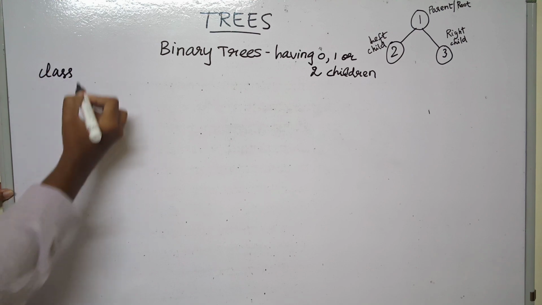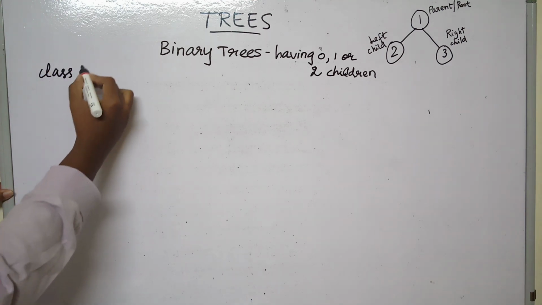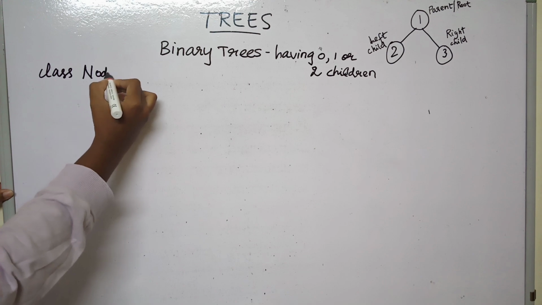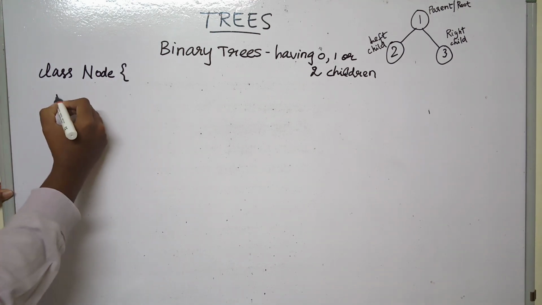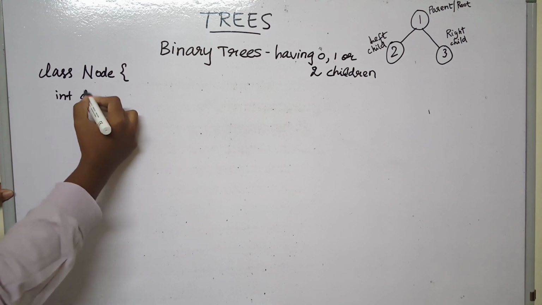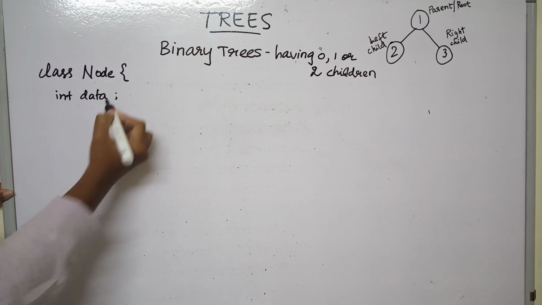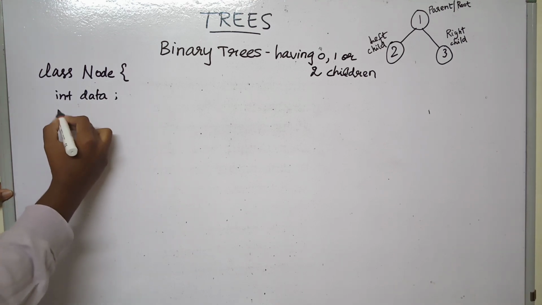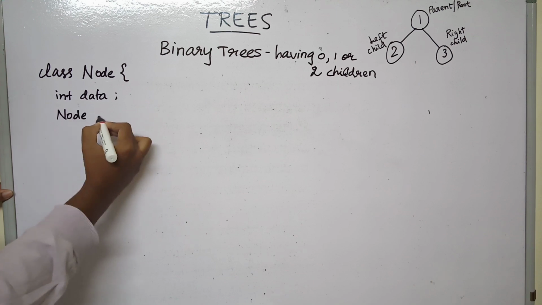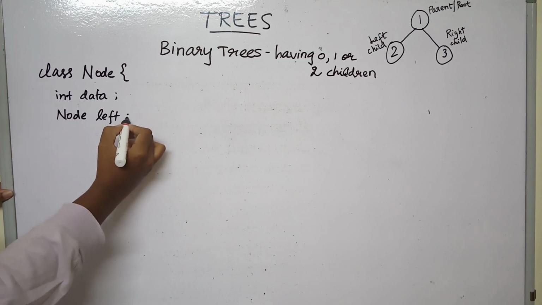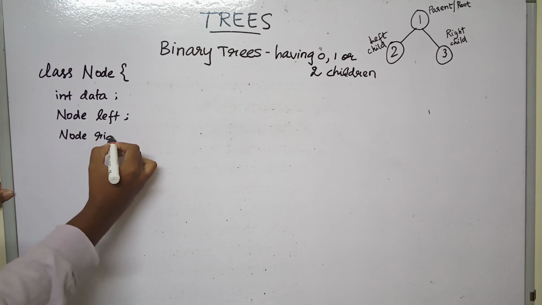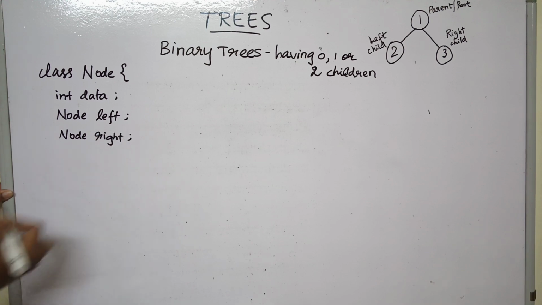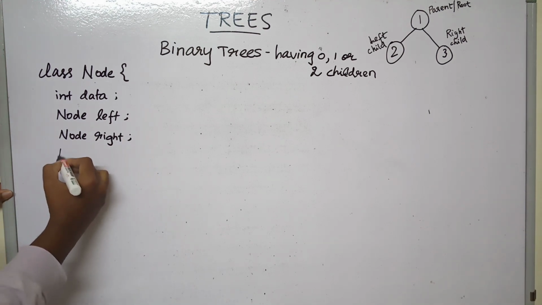So I'll be creating a node class which will represent each node in the binary tree. Inside the node class, I am creating a variable data which is the value or data of the node. Then node left, which is a reference to the left child node, and node right, which is a reference to the right child node.